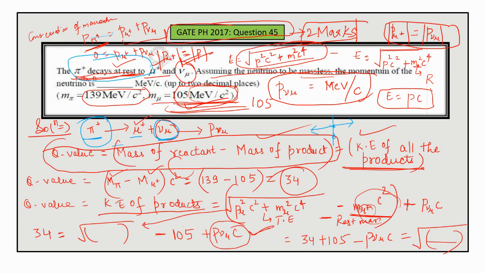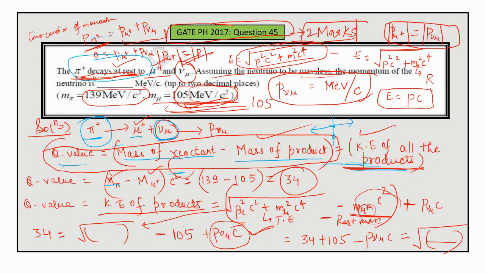Now the next is we have used the Q value concept. The Q value has two formulas. One is mass of the reactant minus mass of the product, and the other one is kinetic energy of all the products. So we have used the first one, mass of the reactant minus mass of the product. Why have we not included the neutrino in the mass of the product? Because neutrinos are massless particles. So we have only two.